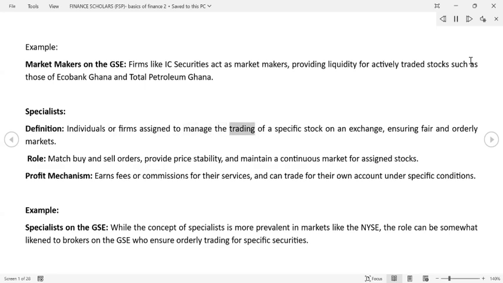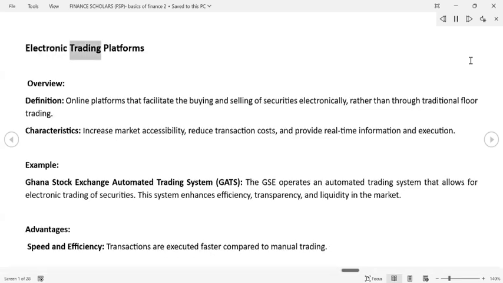Specialists. Definition: individuals or firms assigned to manage the trading of a specific stock on an exchange, ensuring fair and orderly markets. Role: match buy and sell orders, provide price stability, and maintain a continuous market for assigned stocks. Profit mechanism: earns fees or commissions for their services, and can trade for their own account under specific conditions. Example: specialists on the GSE. While the concept of specialists is more prevalent in markets like the NYSE, the role can be somewhat likened to brokers on the GSE who ensure orderly trading for specific securities.